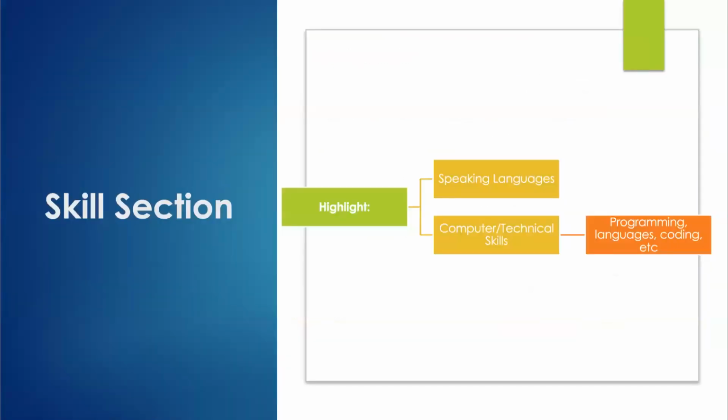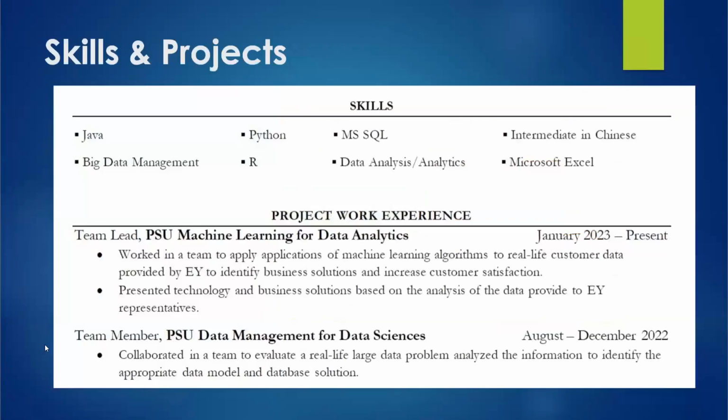Another big section, especially for STEM majors, is going to be the skills section. This is really where you want to focus on hard skills that relate to languages that you speak or code in, and then any software and technical related skills are the things that you want to highlight in this section. So on the screen, you'll see that there is the skills section.